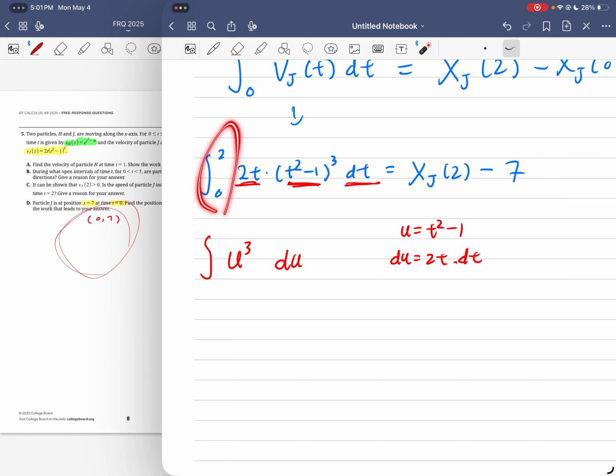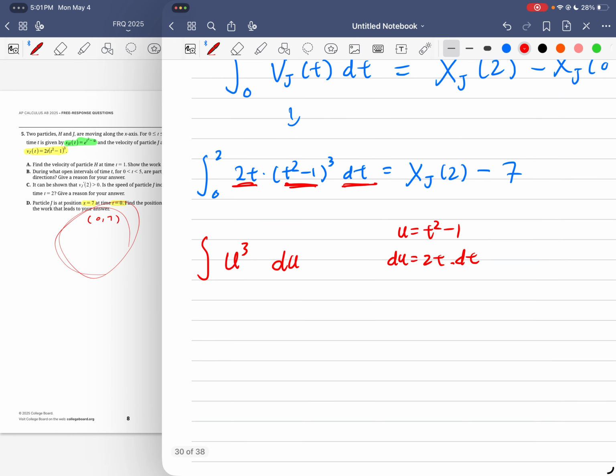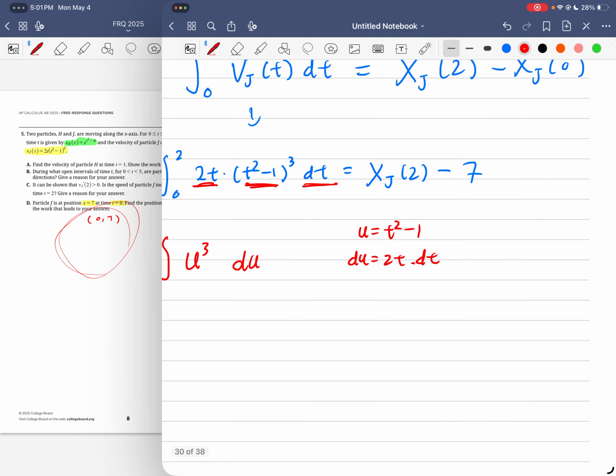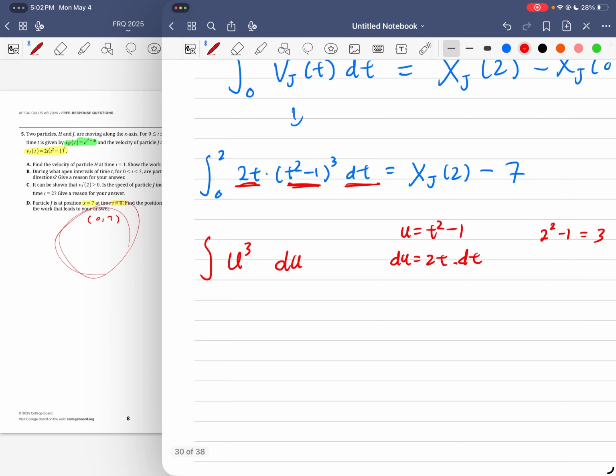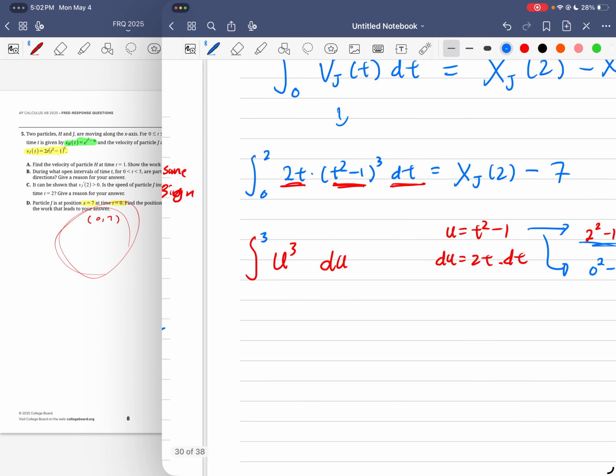Here, instead of putting 0 and 2 here, I'm going to use this one. So here, let me write it down. Instead of t squared minus 1, I'm going to put 2 squared minus 1, which is 3. So that's what I'm going to put right here. For the 0, same thing: 0 squared minus 1 is equal to negative 1.